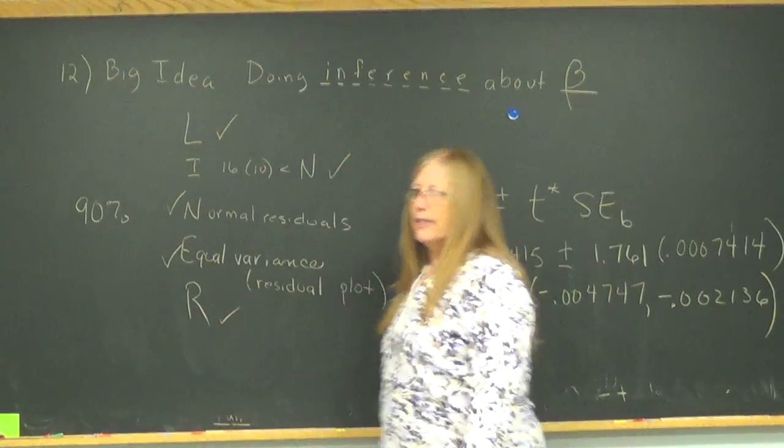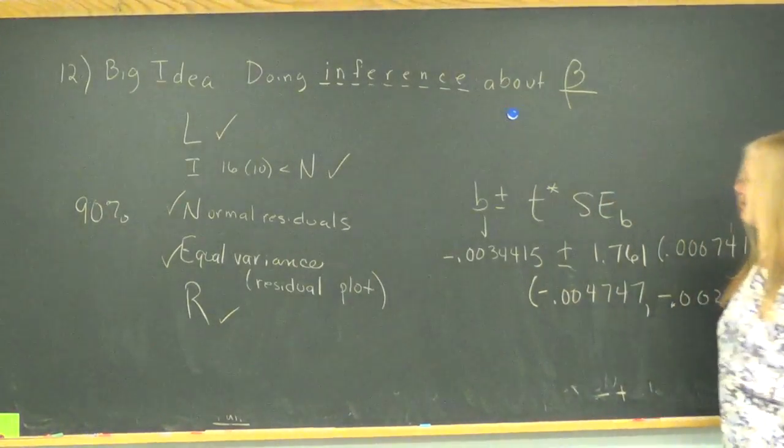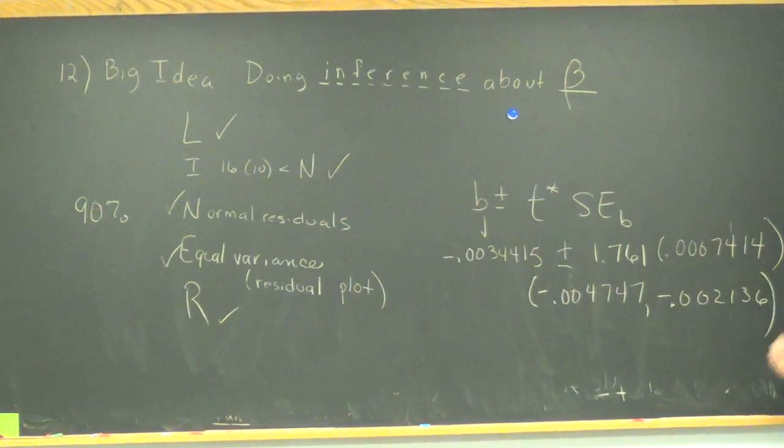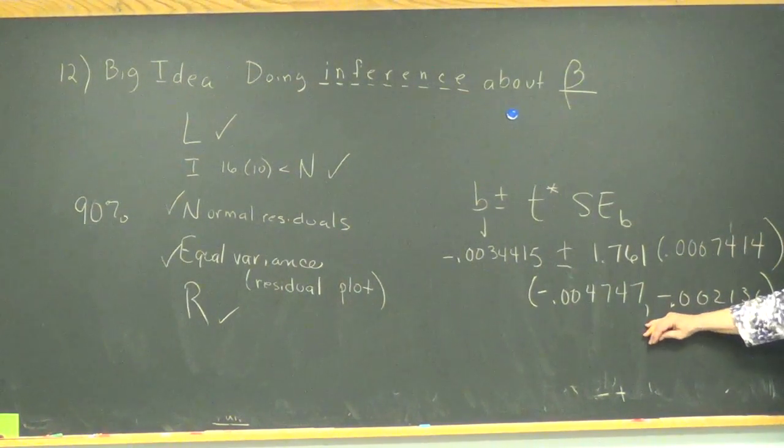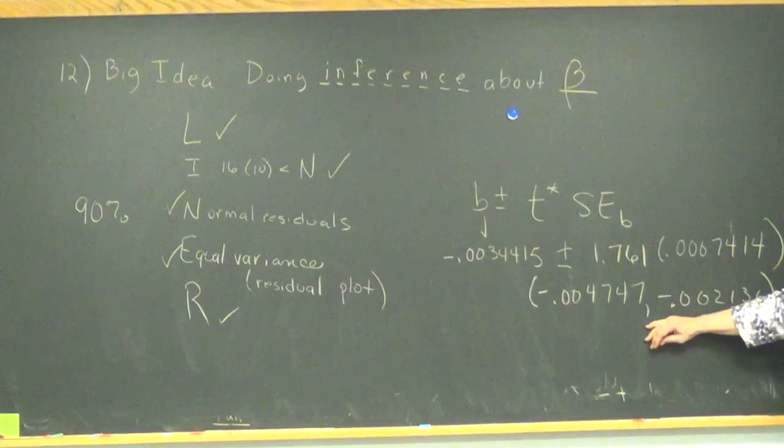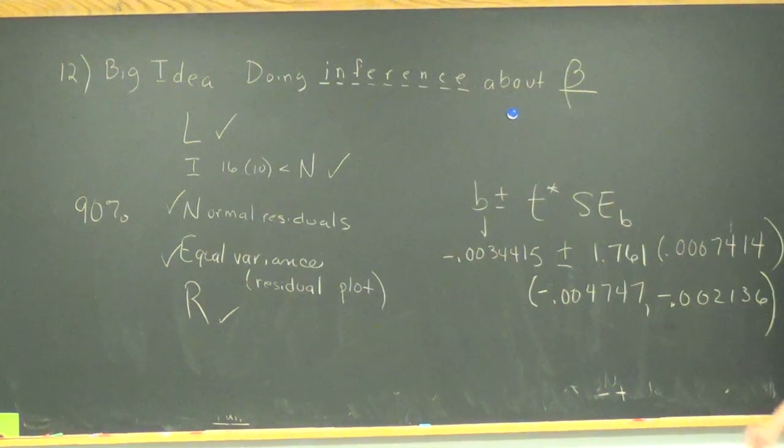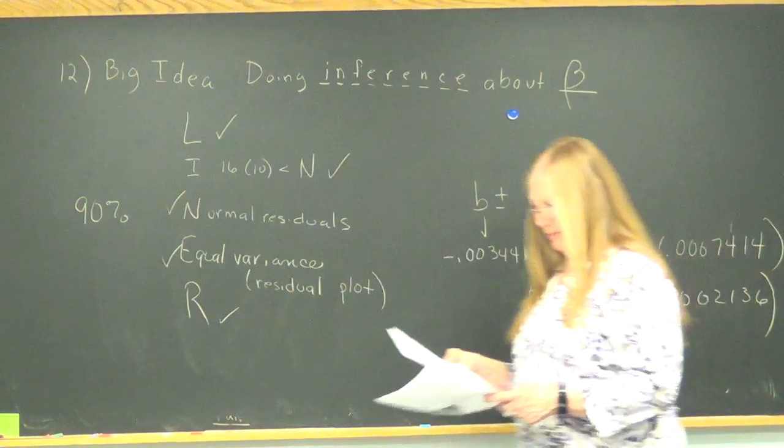We are 90% confident. Yeah, 90, not 95. Go ahead. We are 90% confident that the true slope of the NEA change is between -0.004747 and -0.002136.